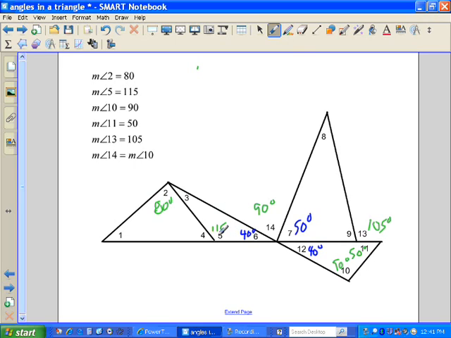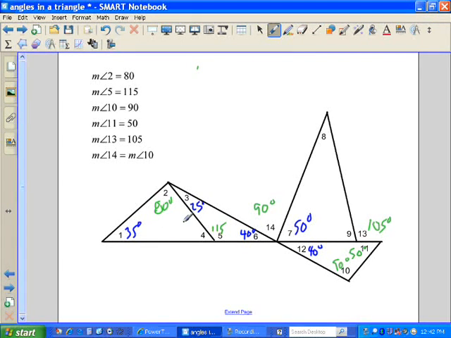So 115 plus 40 is 155. That leaves me with 25 for this angle. Let me check that. 65, 75, 80. Yep. So 25 there for that angle. Now, what are we left with? Well, we know this angle right here, angle 5, is 115. So 80 plus something has to equal 115. So whatever these two add up to, that exterior angle, add up to 115. So 80 plus 35. So this one's 35.